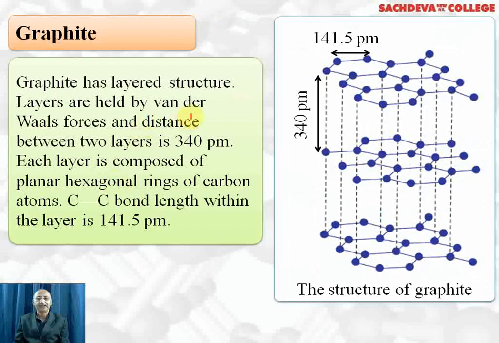Graphite has a layered structure as shown in the diagram, held together by van der Waals forces, and the distance between the layers is 340 picometer, and that is the reason that graphite is soft and slippery. Each layer is composed of planar hexagonal rings of carbon atoms. Carbon-carbon bond length within the layer is 141 picometer, which is smaller than that of diamond.